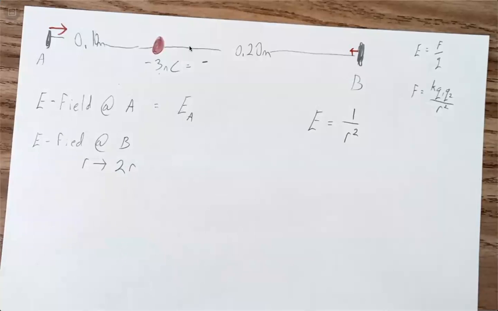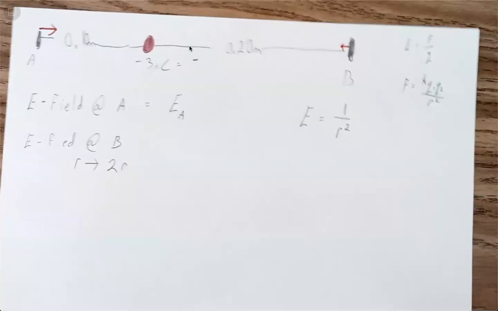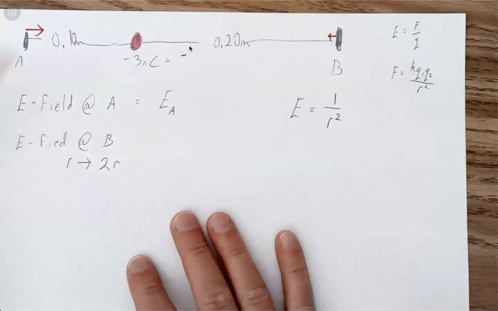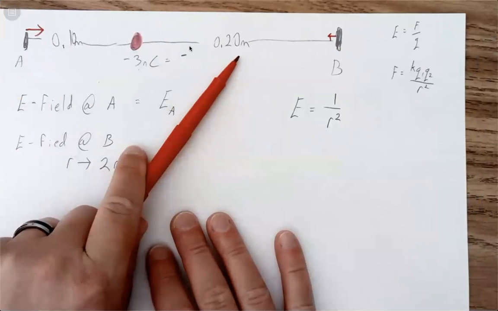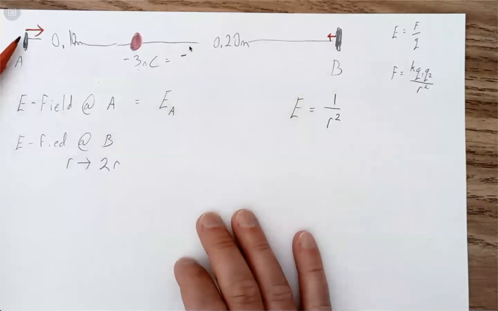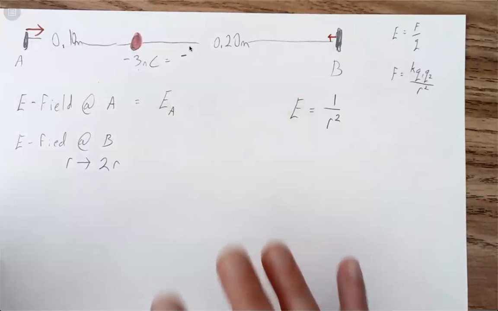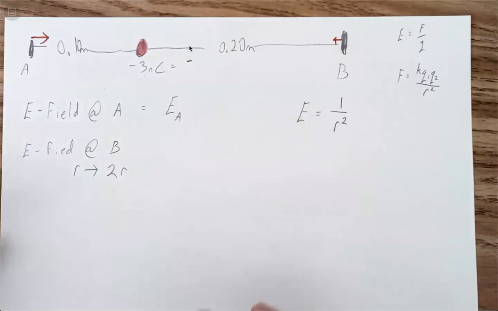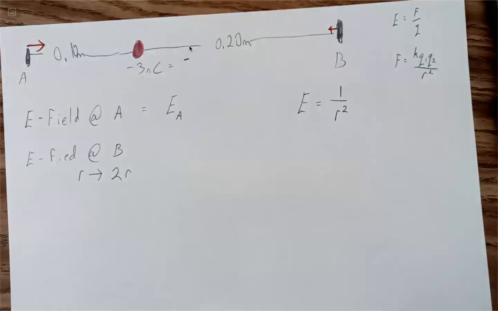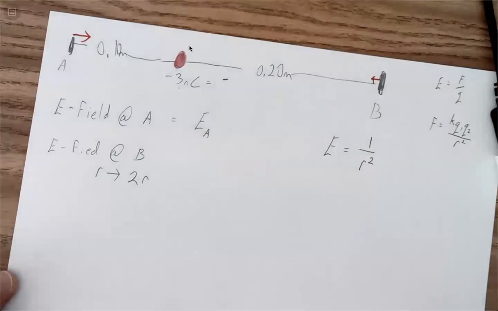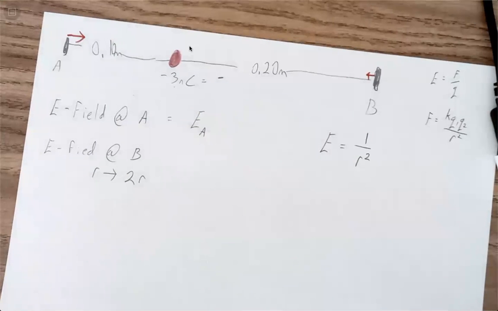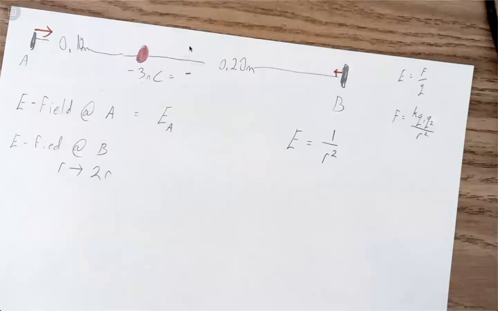So with this information now, we have the distance. We know the direction of the electric field. Now we're just going to compare the magnitude of it. And the magnitude, that's like a number. But we're not given a number here for either of these electric fields. So we can compare this through the distance relationship.